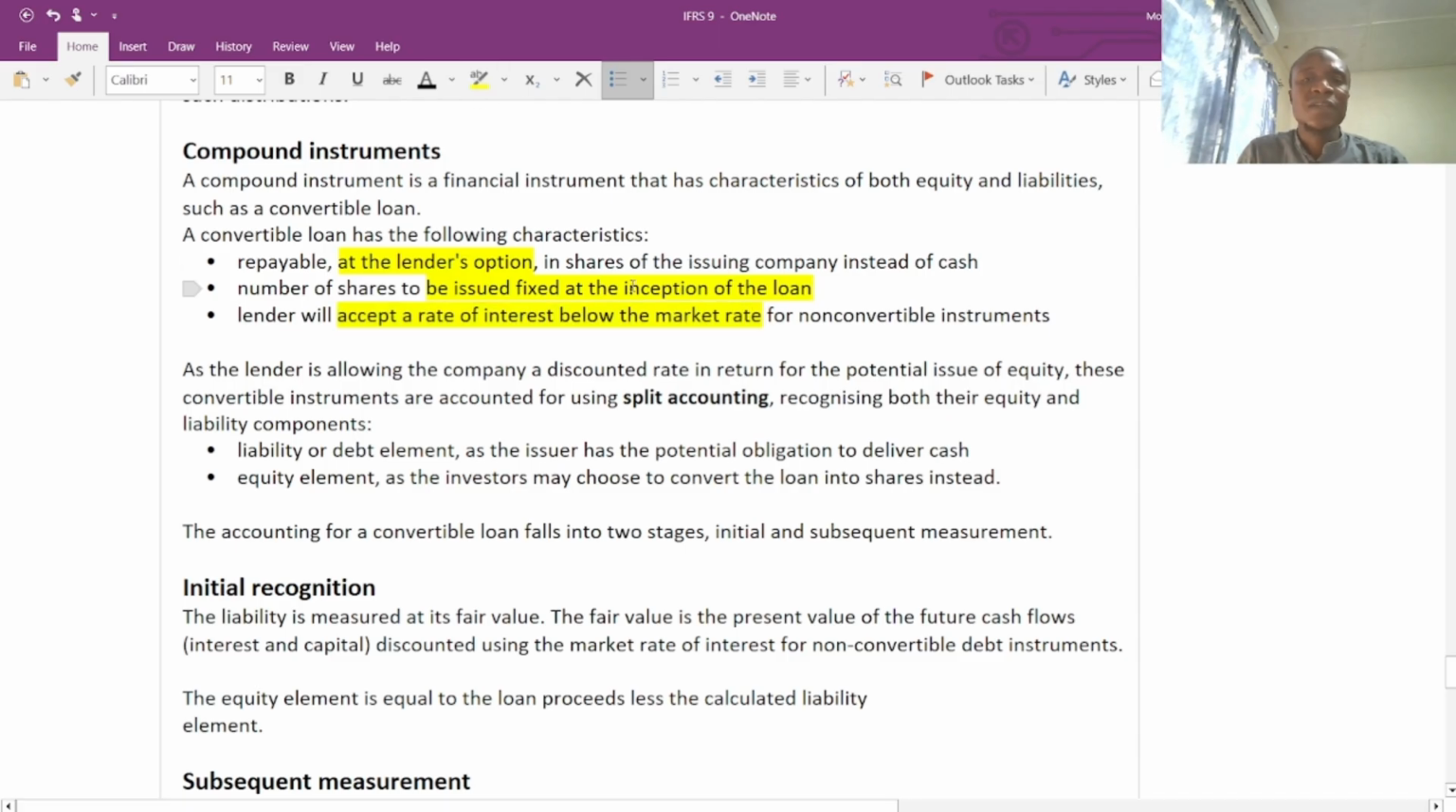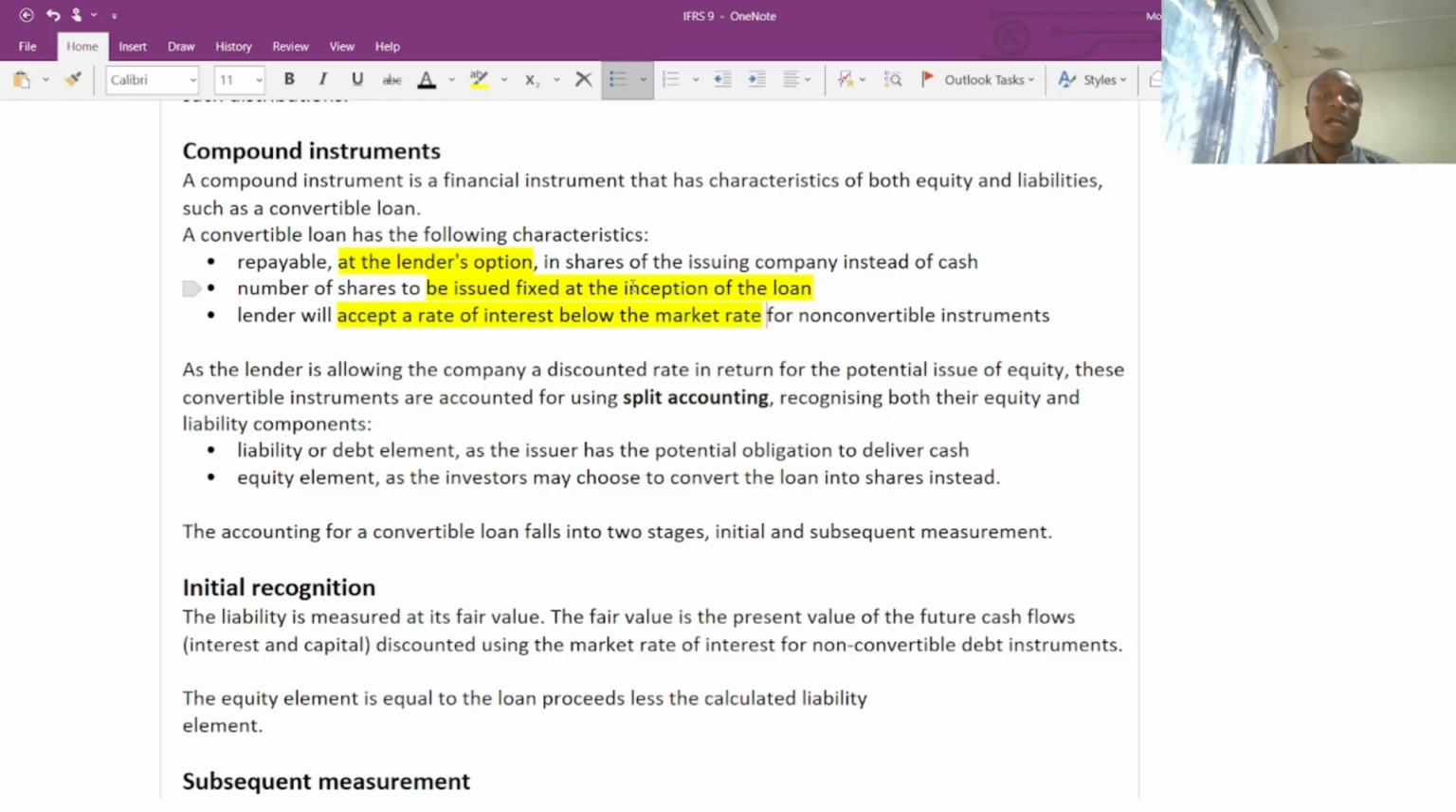So now what they are saying is, if without the conversion option you wanted to secure a similar loan, that is the rate they are referring to. So you're going to accept a rate below the normal market rate, below the rate without the conversion option. So these three features, you need to know them and remember them, because of these features we are going to split between the debt and the equity.